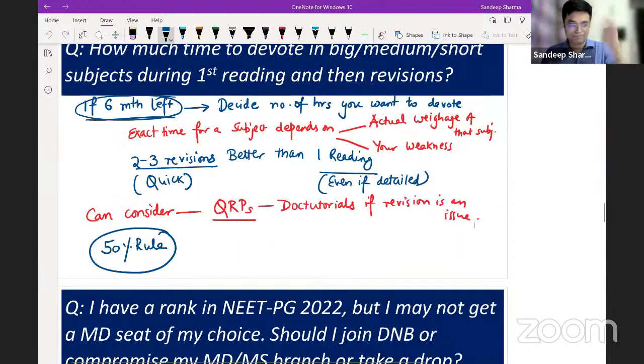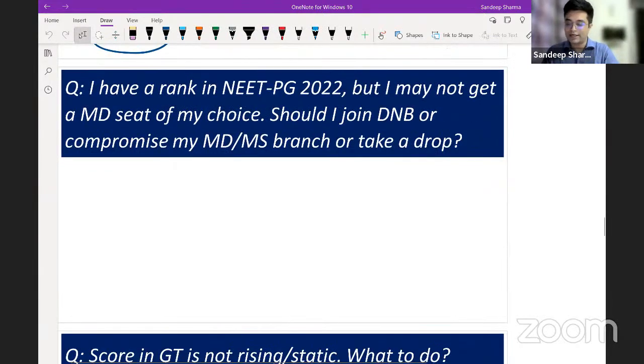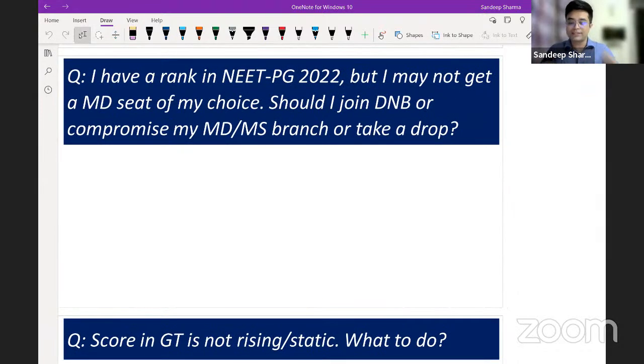Now, sir, this is again something I'd like to have your view on. Just 2 days back itself, I got a lot of questions on this. I have a rank in NEET PG 22, but I may not get an MD seat of my choice. Should I join DNB or compromise my MD MS branch or take a drop?